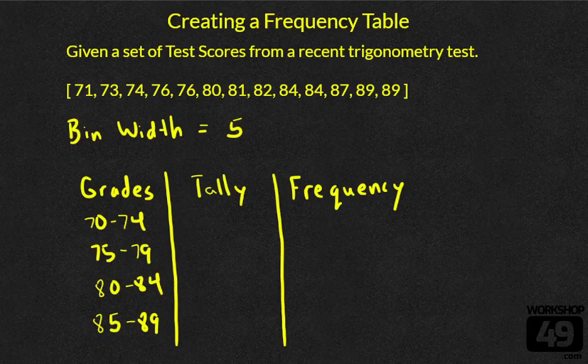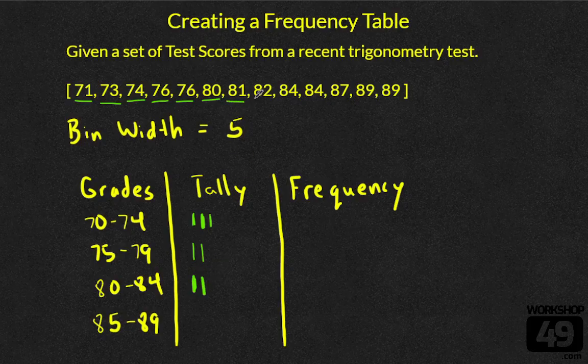Let's go ahead and get our tallies. So we have a 71, that goes right there, and a 73, also in the first one, and a 74, also this one. You'll also note that I was nice and put this data in order. If the data wasn't in order, all of a sudden the tallies become even more useful. A 76 and a 76. Here's that 80. If this had been written 75 to 80 and 80 to 85, this would be a time to know that it goes in the higher category.